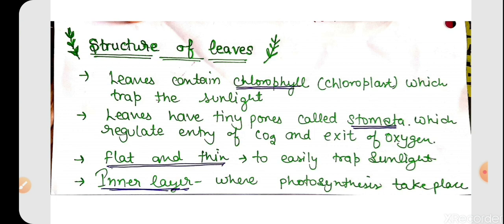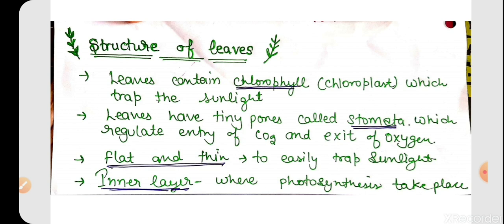So before proceeding to the topic of photosynthesis, we will learn about the structure of the leaves first. So let us discuss the structure of the leaves. You might have seen that the leaves are green in color. Why are the leaves green in color? Can anybody tell me why the leaves which we see around us are green in color?